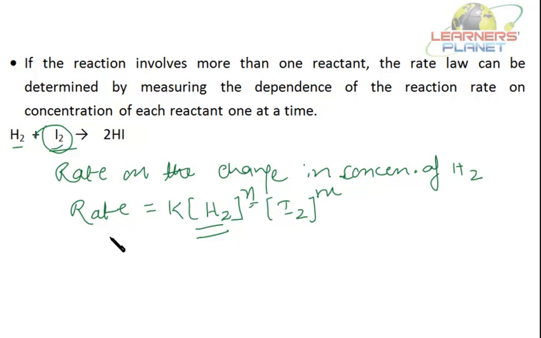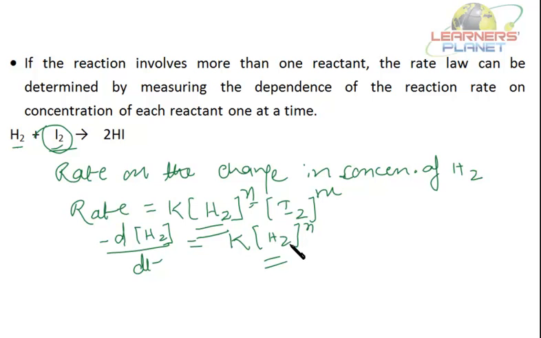Now the rate can be expressed as minus d[H2]/dt, and that is equal to k[H2]^n. Now the change in concentration of iodine, as it is taken in large excess, is very small, so it is not affecting the rate. Now again, the rate is determined as a function of the concentration of hydrogen.